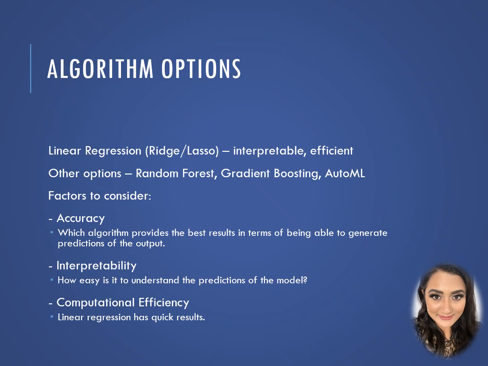For algorithm options, I chose the linear regression model because it's a great first step and simple to interpret. Some of the other options we covered in this course were random forest, gradient boosting, and AutoML. Some factors to consider when choosing an algorithm are accuracy, interpretability, and computational efficiency. In this case, linear regression had quick results.